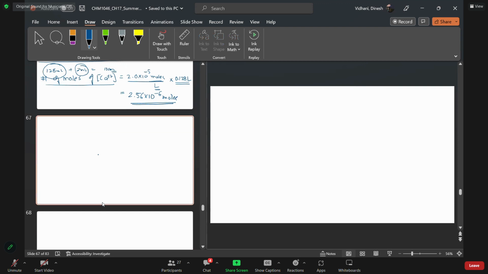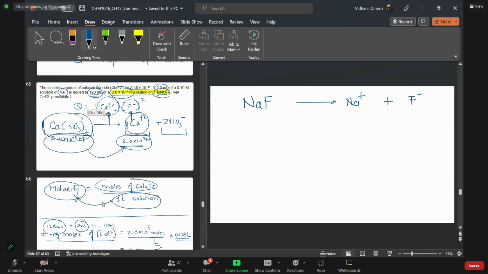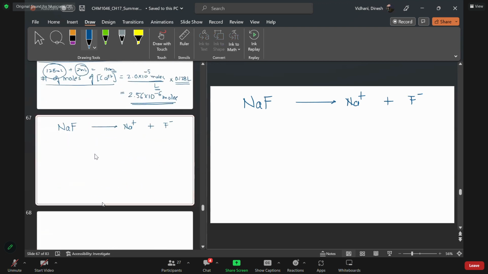So I'm going to write here sodium fluoride, and this gives you sodium ions and fluoride ions. Well, how much do we have? We have a 0.1 molar solution, 2 milliliters. Now, the same amount will go into 0.1 molar in 2 milliliters, and this one is also 0.1 molar in 2 milliliters. I need to know how many moles of fluoride ion we actually have.